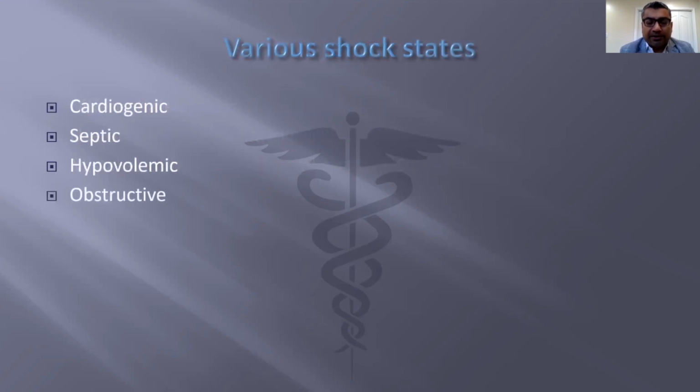So the various shock states would be cardiogenic, which came first to my mind because I'm a cardiologist, but usually it is septic or hypovolemic. The third most common is obstructive shock, and then cardiogenic shock would be the last one. I don't think we should define those in this talk. We'll just go through the slides and figure out different shock states based on the POCUS ultrasound.